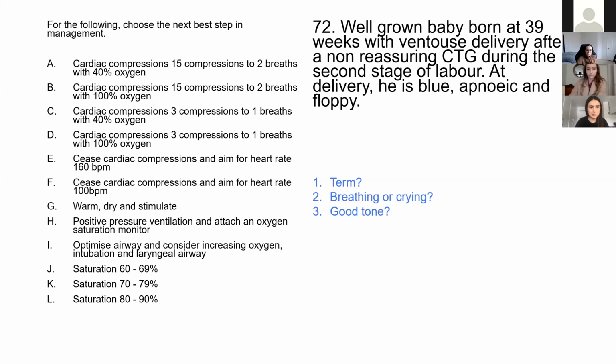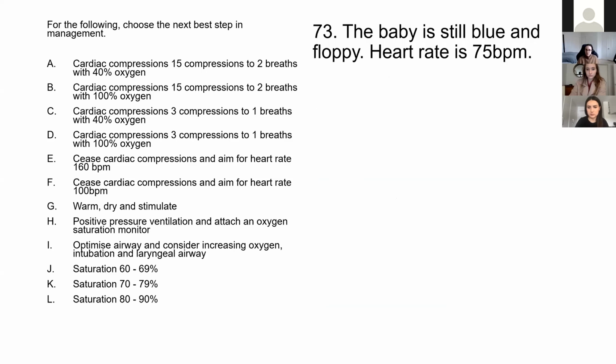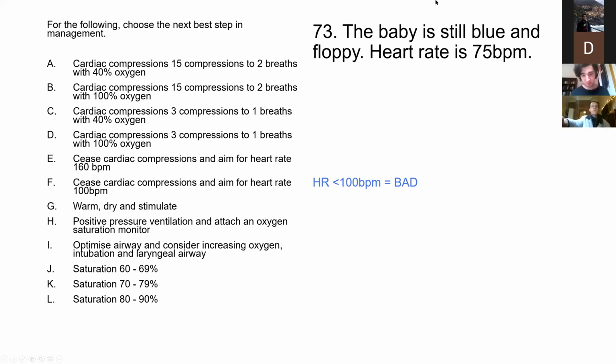So the first step here is to warm, dry, and stimulate. So we just want to give the baby a little bit of a wake up and see if they can manage on their own before we intervene. So we've done that, and this same baby is still blue and still floppy, and their heart rate is 75. So if we think back to the flow chart, the next point was checking the heart rate, and if the heart rate is below 100, then we need to start the next step in our resuscitation pathway. So in this case, the heart rate is 75, which is bad.